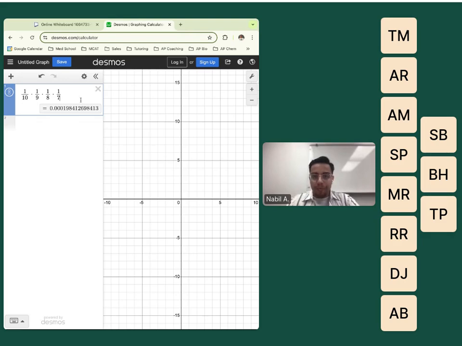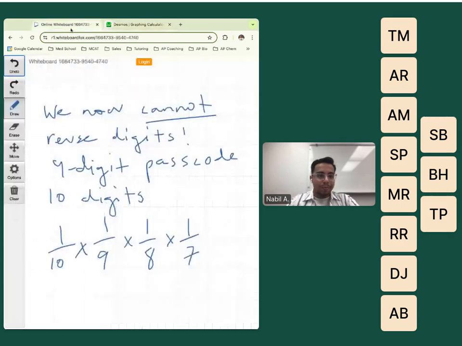Or essentially, let's just say if we wanted this in fraction form, we could just do 10 times 9 times 8 times 7. It'll be 1 over 5,040. So, very unlikely chance that we'll be able to guess that passcode, basically. All right. So yeah, did that all make sense with the probability question?